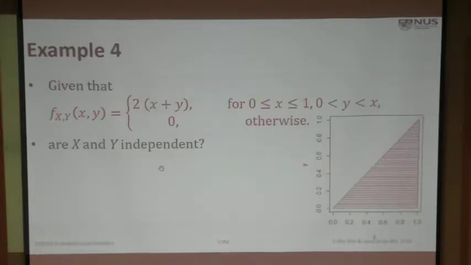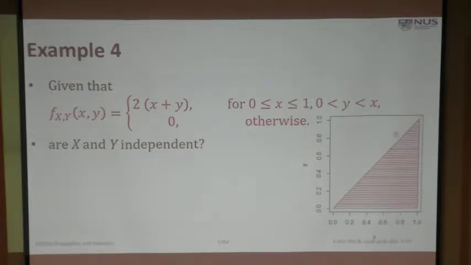Okay, let's have a look at another example. So here we have a joint PDF of x and y, which is equal to 2 times (x plus y) if x and y are in this region. So x is between 0 and 1, and y is strictly less than x but bigger than 0. Okay, so this is the shaded region.